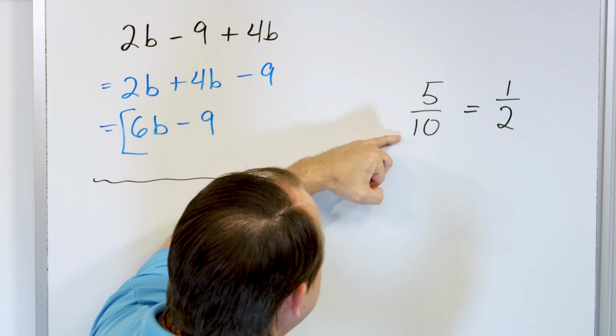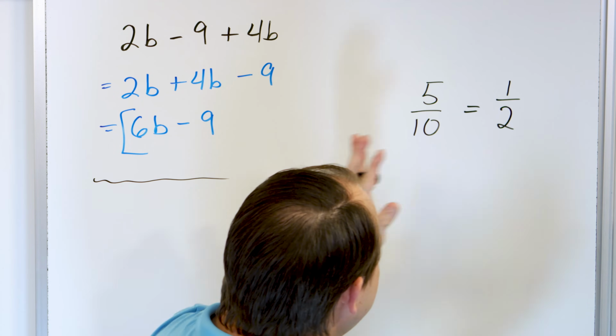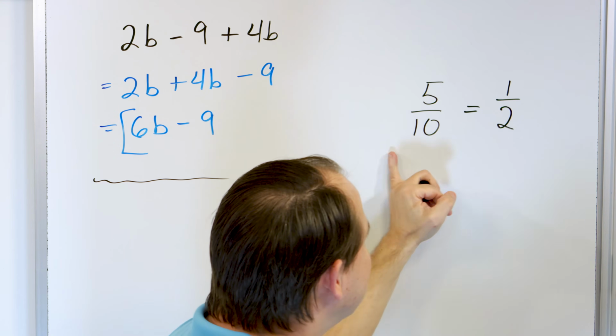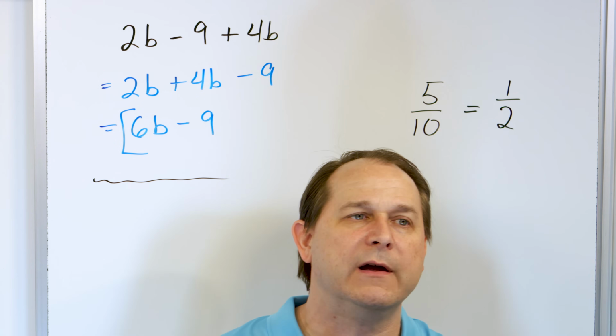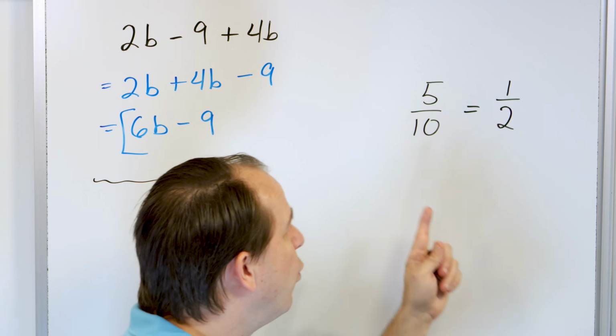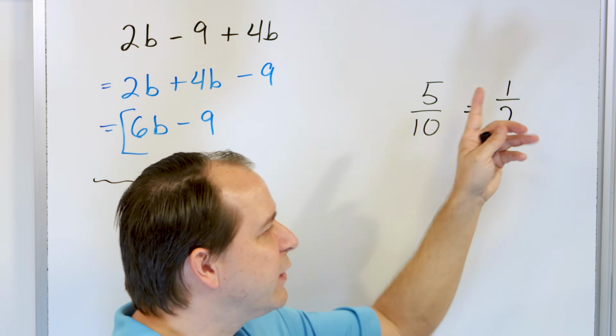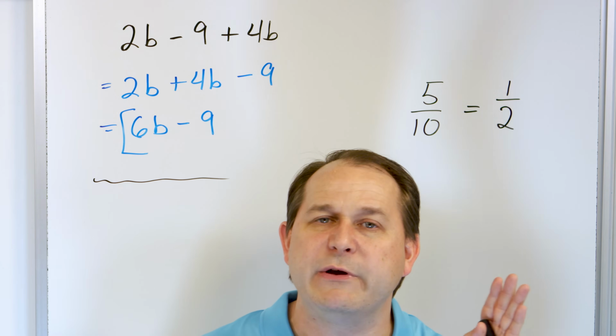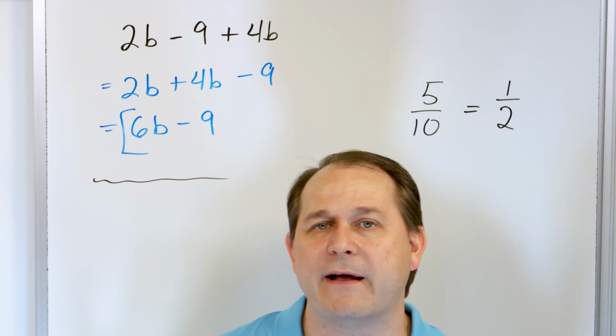Because I can divide the top and bottom by 5, and I'll get 1/2. You know that. And you know that this fraction means exactly the same thing as this fraction. They look completely different. If you ask a 5-year-old what this is and what this is, they're going to tell you they're different. The numbers are all different, but we know what fractions are, and we know that they actually are exactly the same amount of pizza.